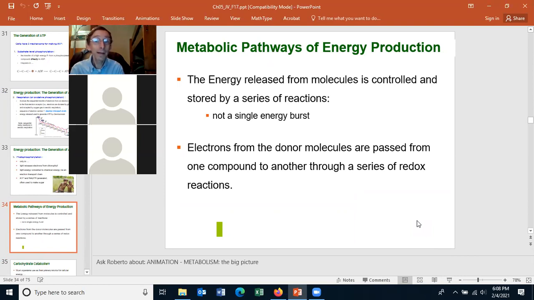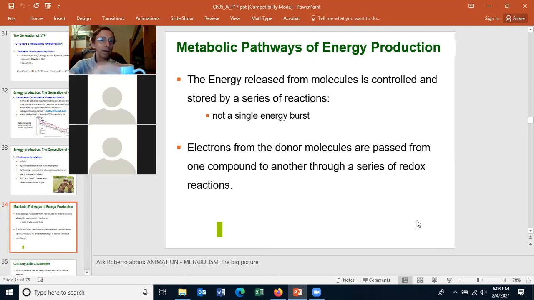Let's talk about the metabolic pathways of energy production. The energy released from molecules is controlled and stored by a series of reactions. The energy is not released as a single energy burst, meaning when our cells release the energy from glucose, it doesn't happen in one reaction. I could get it to happen in one reaction.